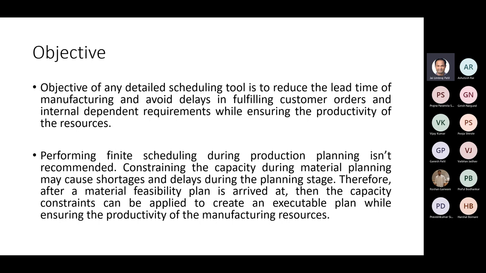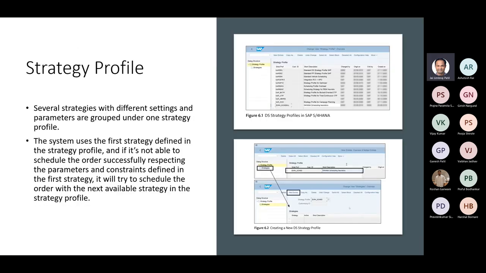So the objective is to reduce the lead time, avoid delays, fulfill customer orders and all that. That's fine. Okay, so how do we do that? One of the configuration setups that we do in PPDS is to create a strategy profile. So what is a strategy profile? A strategy profile is nothing but a group of scheduling strategies. Which means in a strategy profile, there are multiple strategies, and what is inside a strategy we'll see. So a strategy profile becomes very easy: nothing but a list of multiple strategies in a sequence.